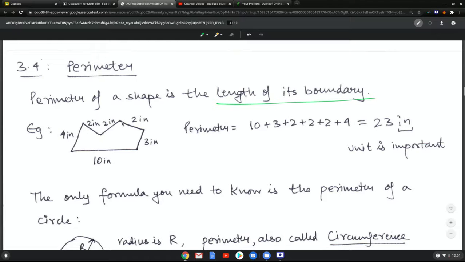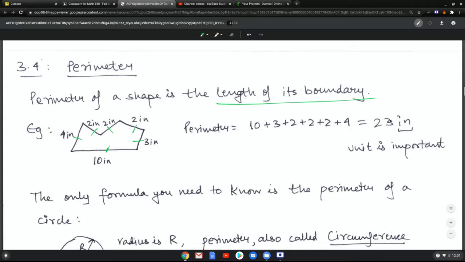For example, there is this shape, and I know each of the lengths is 4 inch, 2 inch, 2 inch, 2 inch, 3 inch, and 10 inch. Then the perimeter is simply the sum. So I can count off. I've counted 10, then I count 3, then 2, then 2, and 2, and I count 4. So I have counted all the sides.